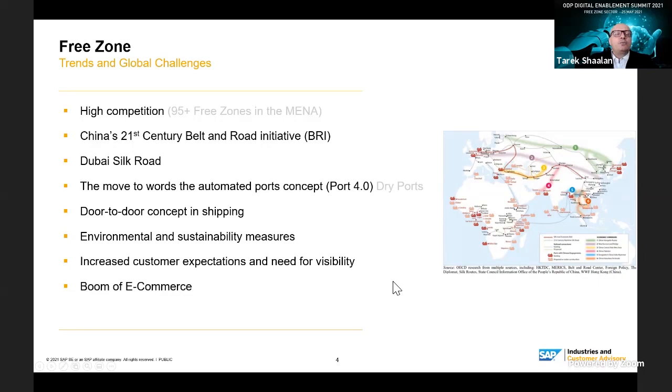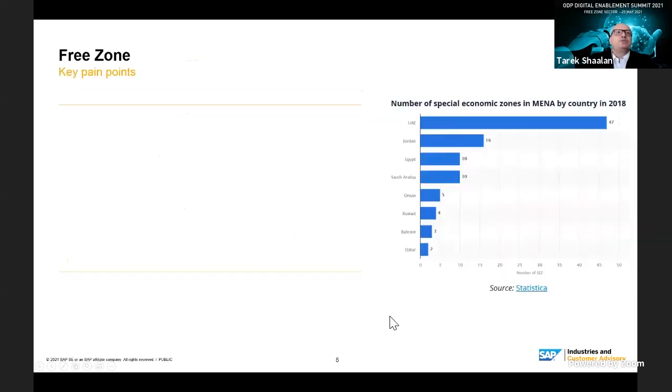Nevertheless, there is also the boom in e-commerce, and as we know, COVID has contributed much to that boom, and this will continue with us within the new normal. And last but not least, there are the post-COVID new normal measures that will be forced and will happen in the industry, which will also have some impact on the free zone sector.